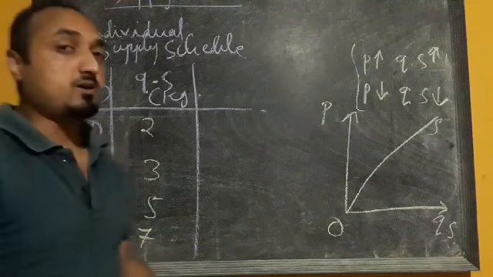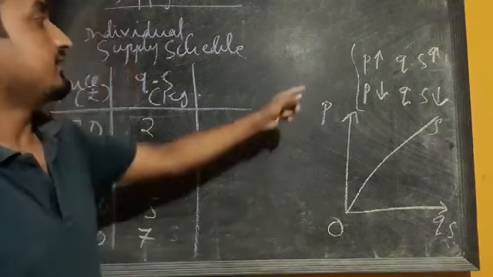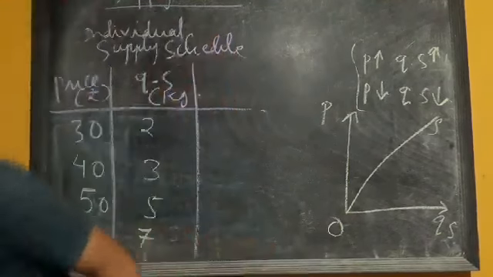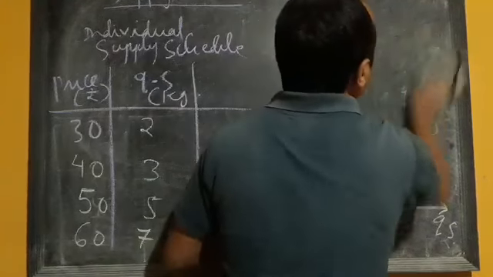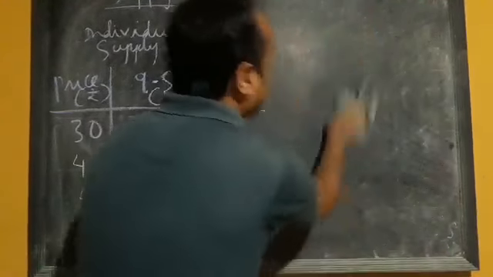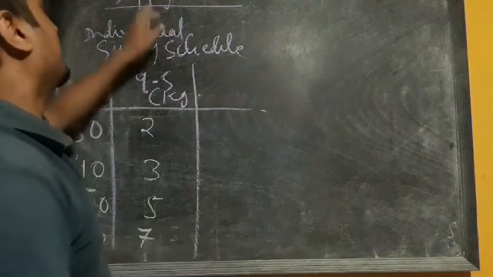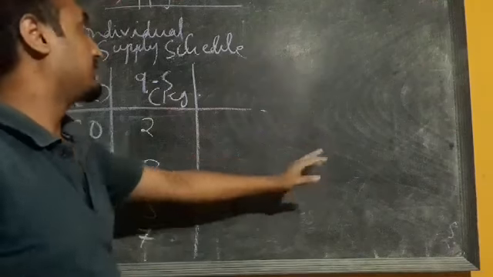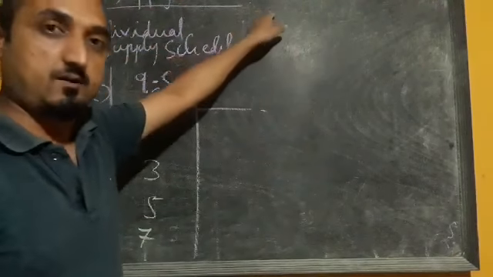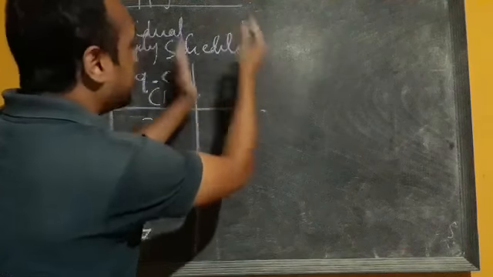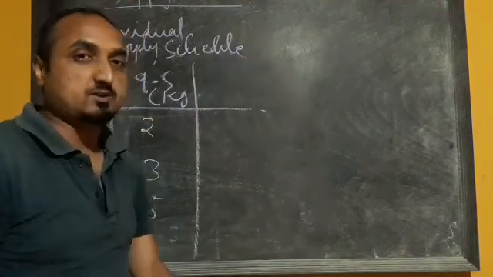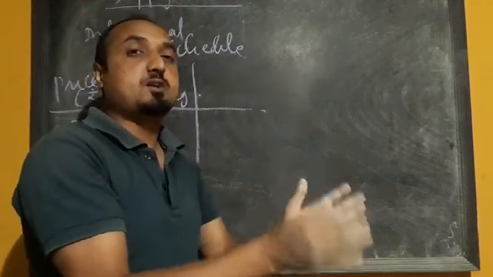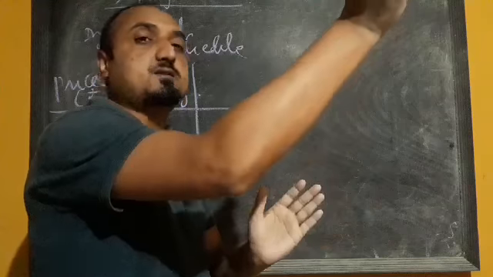Now, if we plot this price and quantity supplied in graphical form, we'll get a curve, and that curve is called the supply curve. If we have mentioned individual supply, we will get an individual supply curve. Whatever graph we get after plotting will be your individual supply curve. Similarly, if we had taken a larger number of producers, that is the market supply schedule, and plotted a graph on that basis, we'll get the market supply curve.